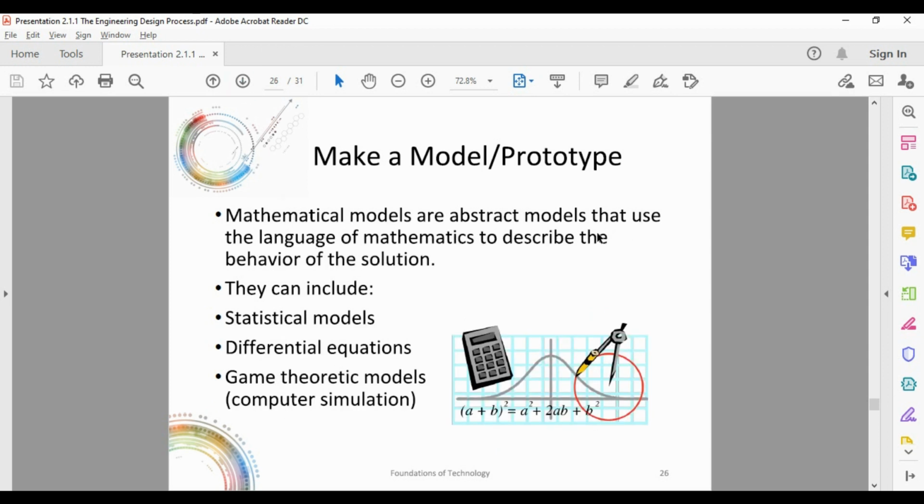Mathematical objects are abstract models that use language and mathematics to describe their behavior and solution. They can include statistical models, differential equations. That's what I was talking about. I mentioned earlier about solving problems that only a computer could solve, such as how does heat distribute through a certain material. Statistical model, looking at standard deviation, mean, median, and mode. And game theoretic models. Game theory is a very interesting realm of mathematics.